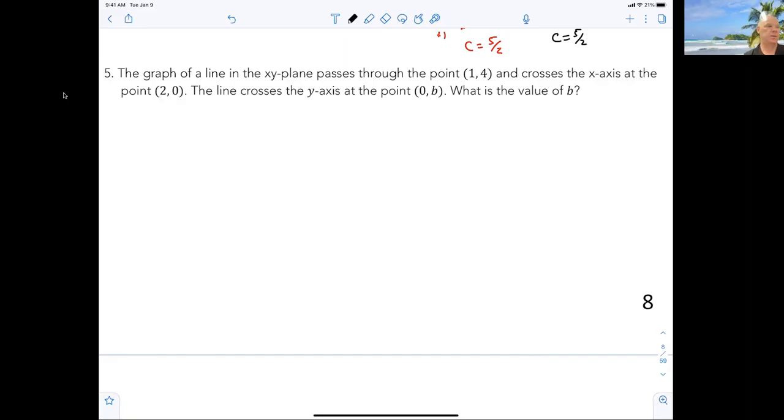All right, let's see how we did here. Now, again, there's a huge emphasis on lines, okay? So that's why we're going to spend some time, make sure you're good. All right, here we go.